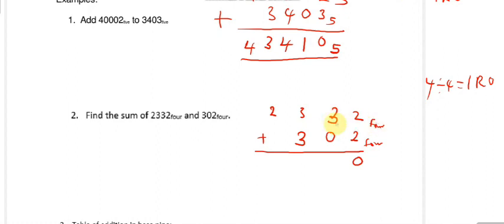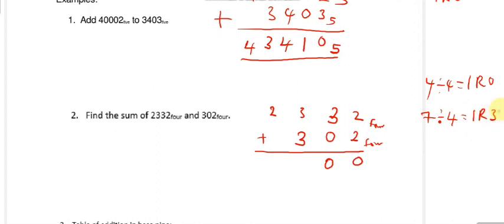So 1 plus 3 is 4. So I'll do 4 divided by 4. That's 1, remainder 0 again. So I'll write down the remainder and I'll carry this 1 and add this to this, that's 7. That's 4. 4 plus 3 is 7. So I do 7 divided by 4. It's going to be 1 remainder 3.